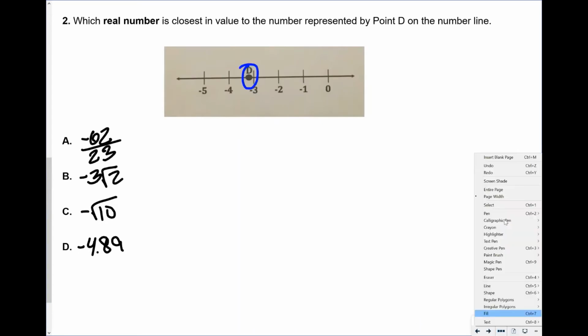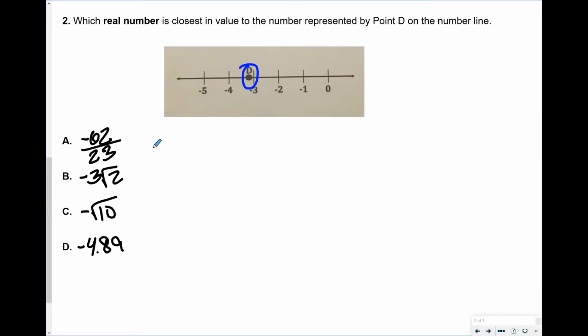And let's see if this will work. Don't get confused with these problems, because they're very simple if you just read it. At A, we got -62 over 23, and this gives us -2.69. Okay. Is this closest to this point here? No. So that's not right. Automatically exit out.